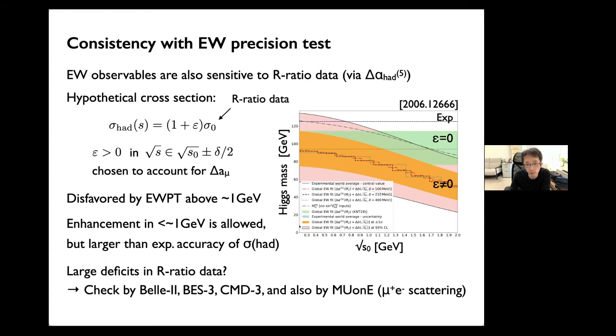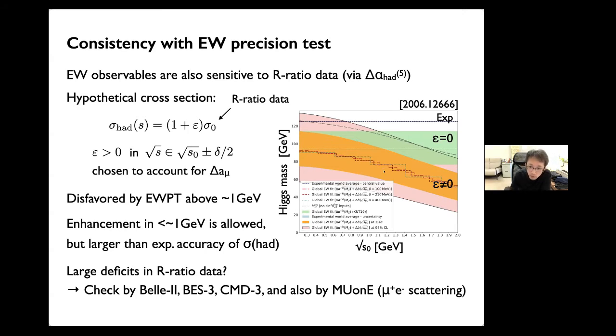This is a plot of the Higgs boson mass versus S0. S0 is the position of the deformation. And this dashed line is the experimental result of the Higgs mass, which includes the uncertainty of the Higgs boson mass. And this green band corresponds to epsilon equals 0, I mean, this is the original one. And if we switch on epsilon to be non-zero, then the prediction becomes right here, this orange band and the pink band. The pink band corresponds to 95% level.